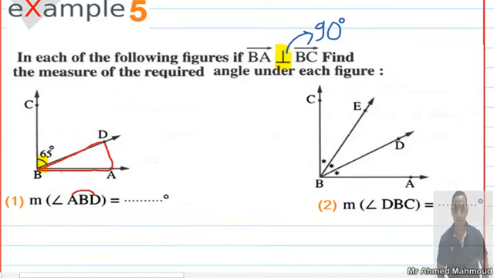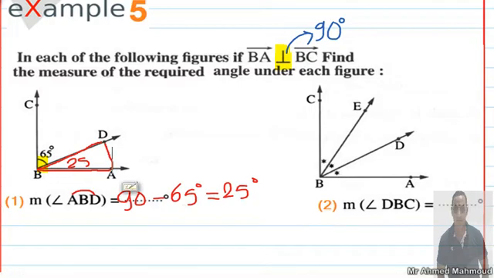The angle here is next to 65 and the sum equals 90. To find this angle, it's easy by using the sum. 90 minus 65 degrees equals 25 degrees. Then this angle here equals 25 degrees.